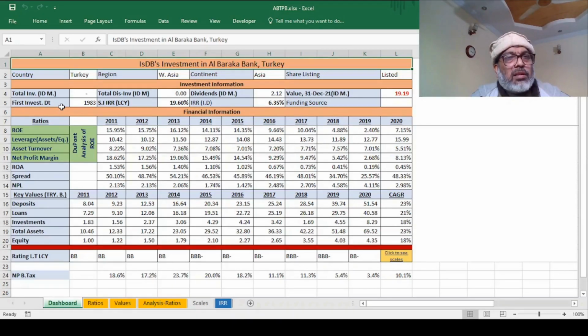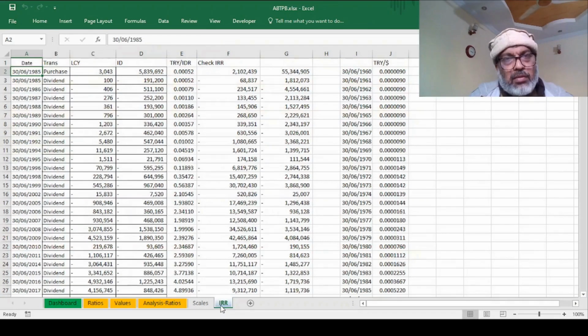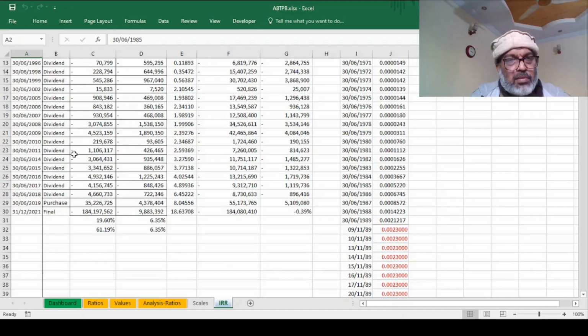And when was the first investment made by the Islamic Development Bank? And it is the IRR in the local currency, internal rate of return, IRR. What is the IRR of the investment of Islamic Development Bank? It is calculated from the cash flows, and here is the IRR. These are the investments, then these are the returns, dividends, and then another purchase was made, and this is the final wealth value.